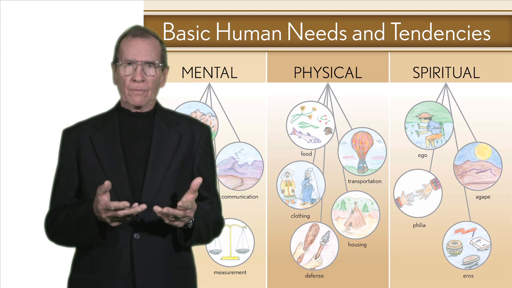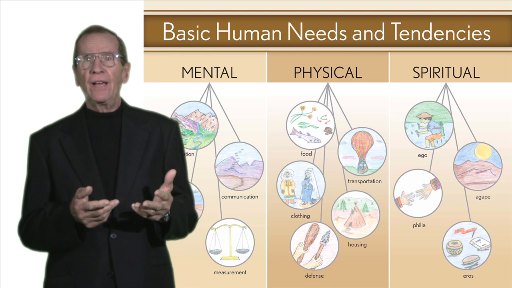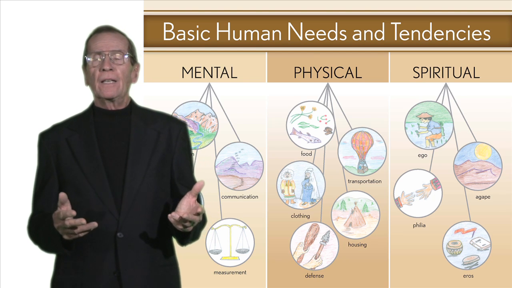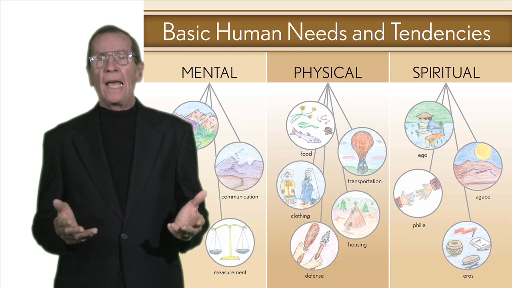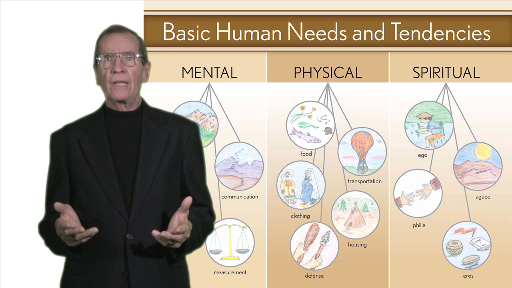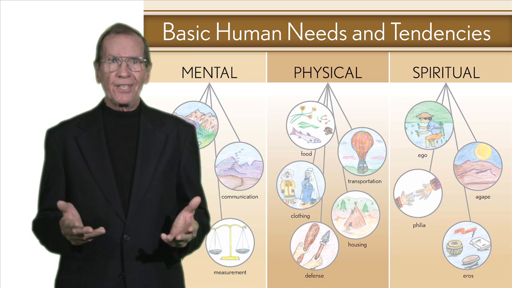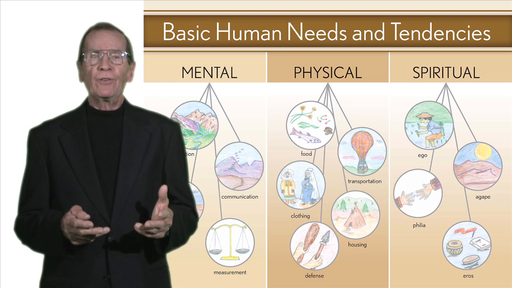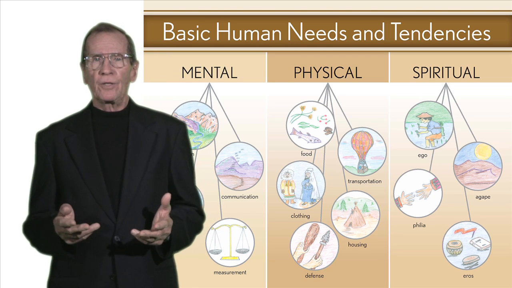Now, the physical needs are obvious: food, clothing, housing, defense, transport. The mental faculties: exploration, classification, communication, measurement. And the spiritual domain, we're using here the 4 Greek words for love: ego, meaning self-worth; philia, meaning brotherly and sisterly love; eros, meaning artistic creation and playfulness; and agape, meaning appreciation for the universe.